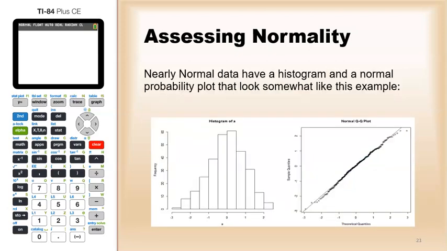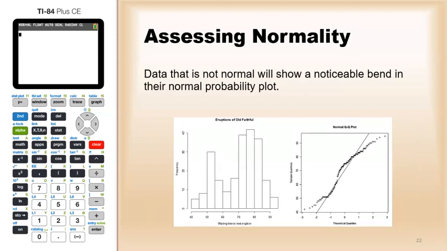So, nearly normal data will have a histogram and a normal probability plot that looks something like this, where the histogram will generally be unimodal symmetric. Real world, don't expect it to be perfect. But if it's generally unimodal symmetric, then we'll say normality is good. For the probability plot, we're looking for your dots to fall along a line. So in this case, this would be an example of something that definitely meets the normality condition.